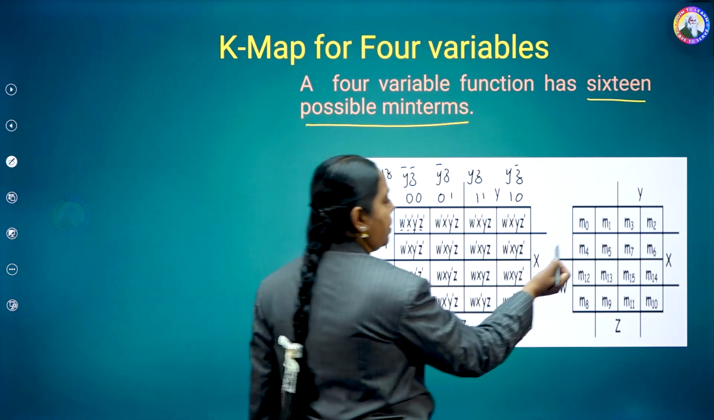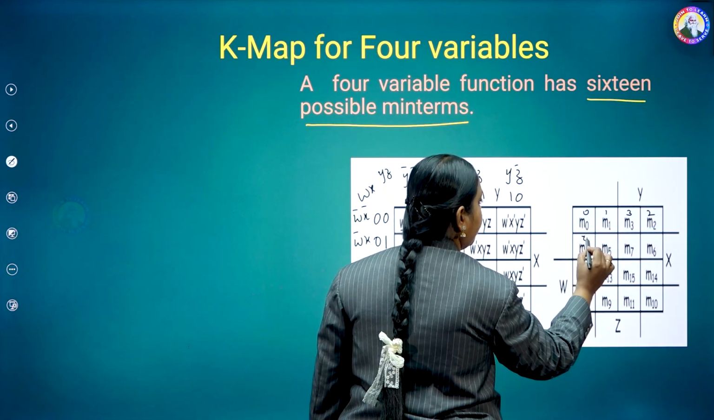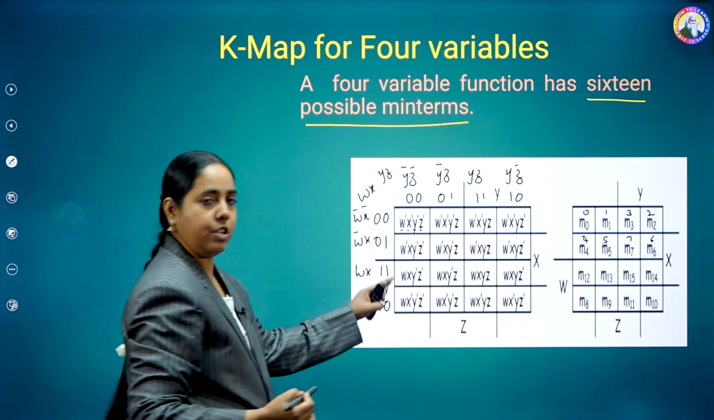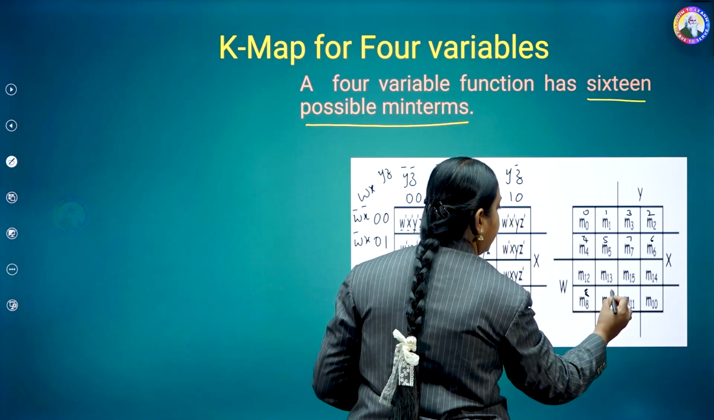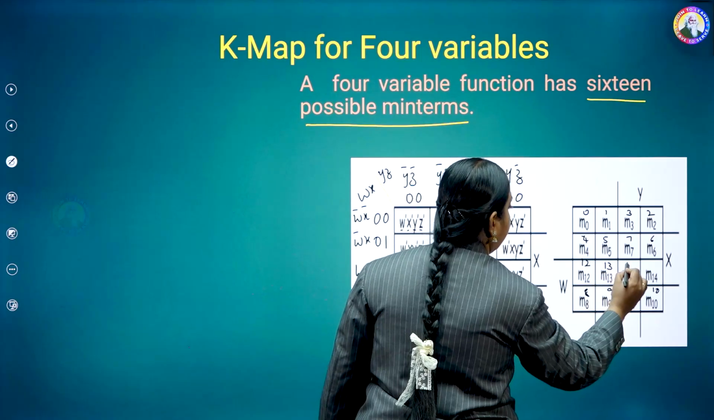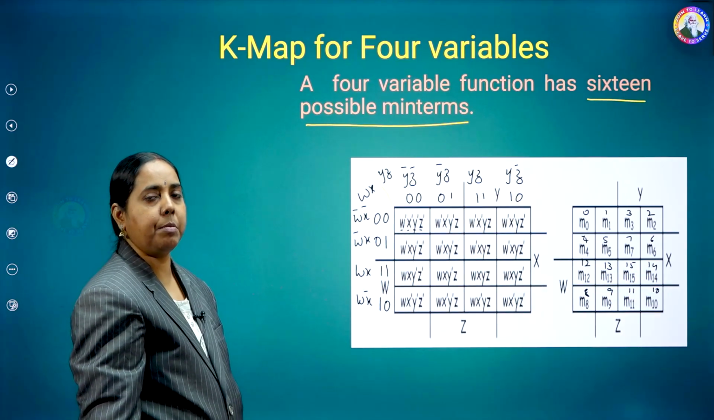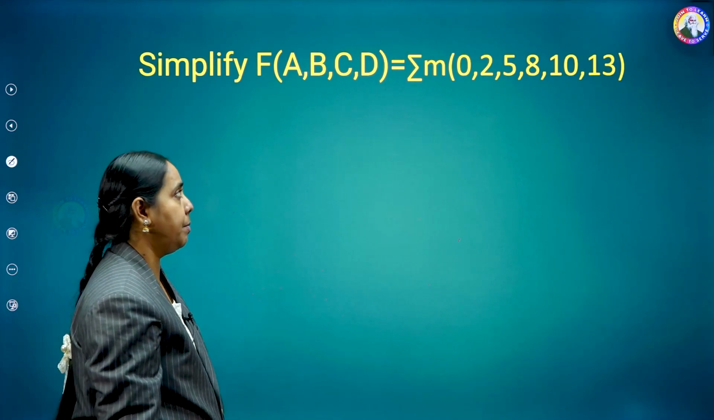Here also if you observe, 0, 1, 3, 2, 4, 5, 7, 6. As we are interchanging here, the numbers will start from here. In the last row, you will get 8, 9, 11, 10, 12, 13, 15, 14. So this is the representation of the 4 variable K-map. Let us see one example with respect to the 4 variable K-map also.